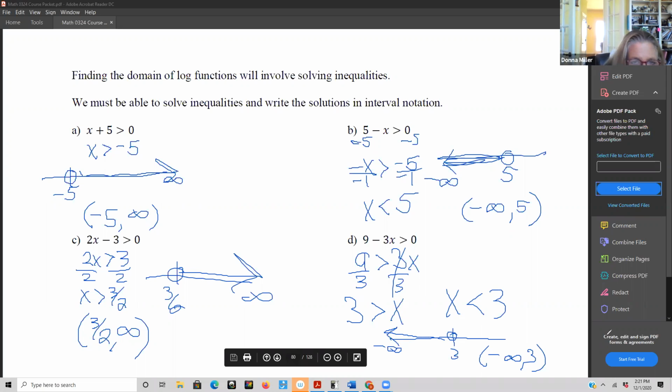Why are we doing this? Because we're going to get ready for logs. Whatever's in the log has to be positive. That's why we're doing this. Okay, let me clear it.